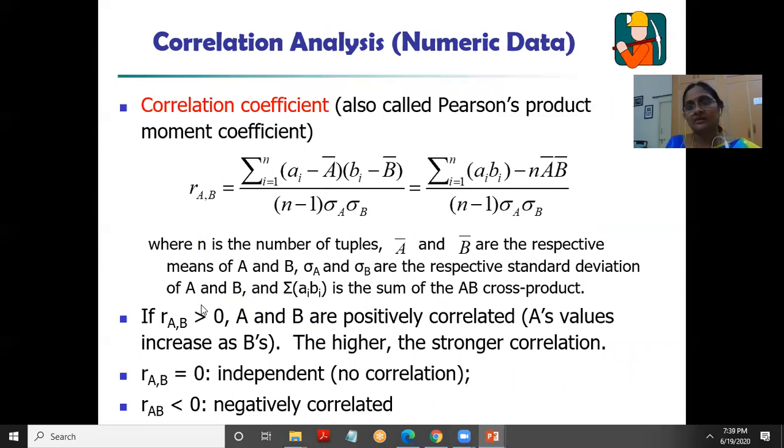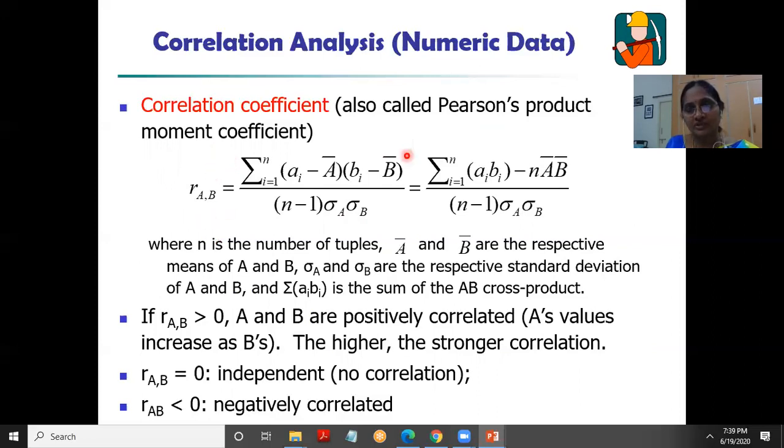There are two techniques for integration, especially for avoiding redundancies. The first one is the correlation coefficient. For given two attributes, correlation analysis can measure how strongly one attribute implies the other based on the available data. Here we are going to see how A and B correlate with each other. This is also called the Pearson product moment coefficient.